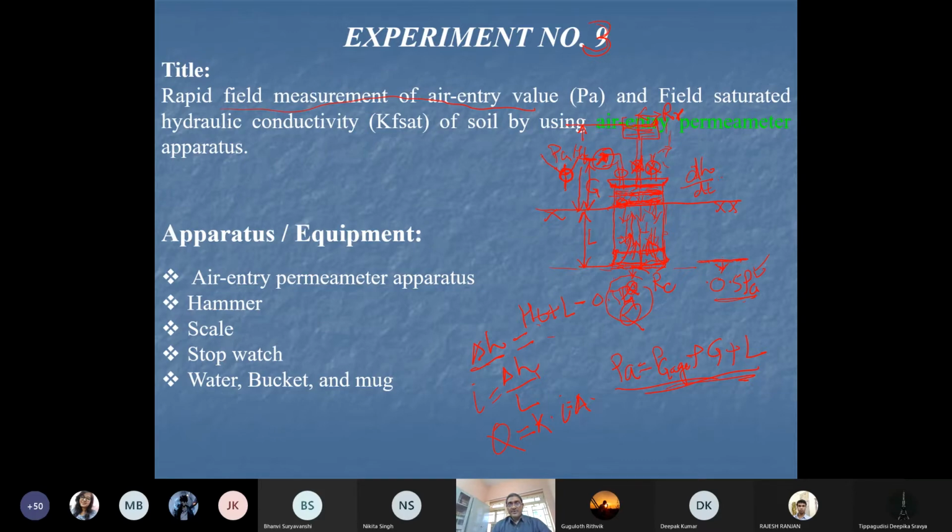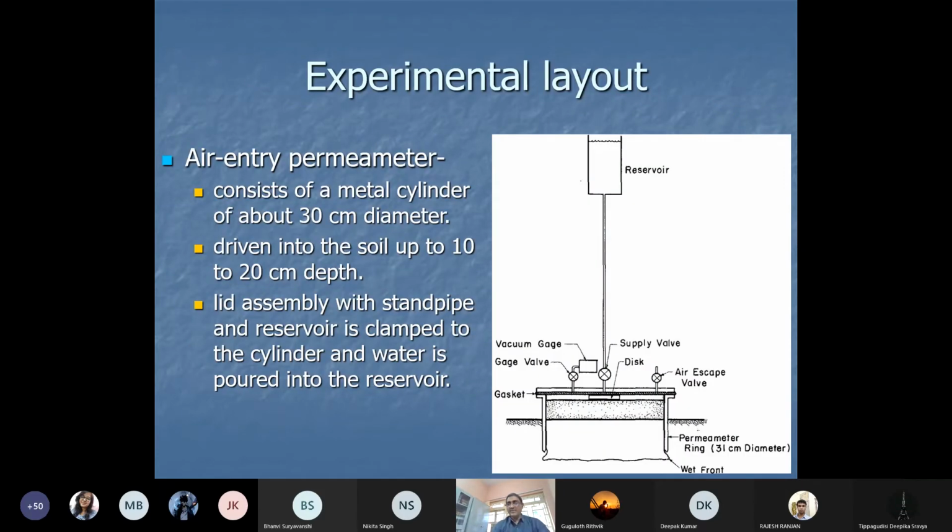So this is the setup. Now you can see the same setup in a better picture form. This is the cylinder. We have put some sand here. This is the iron plate, and this cylinder is sealed from the top. It has three openings, one for air escape from this system, one for supply of water from the reservoir, and one to measure the vacuum in the system.